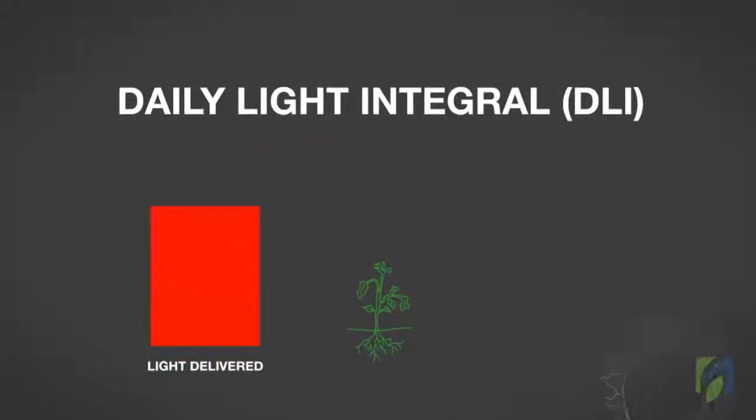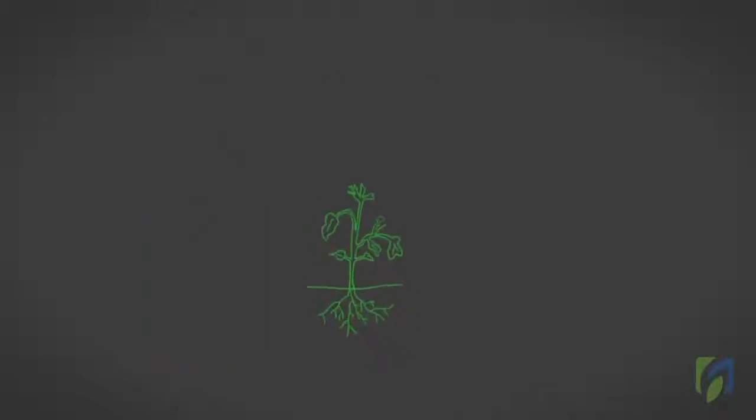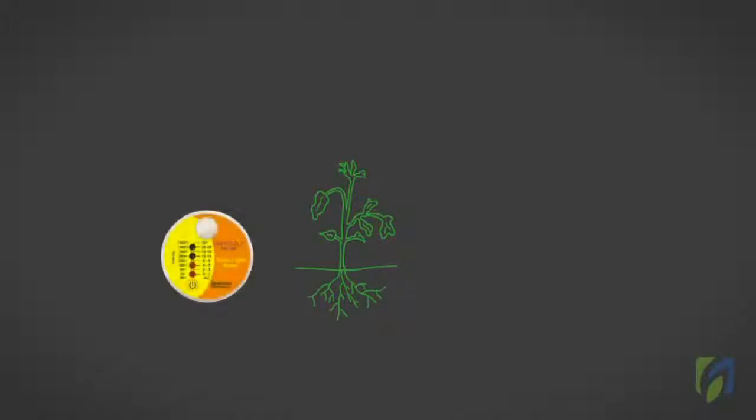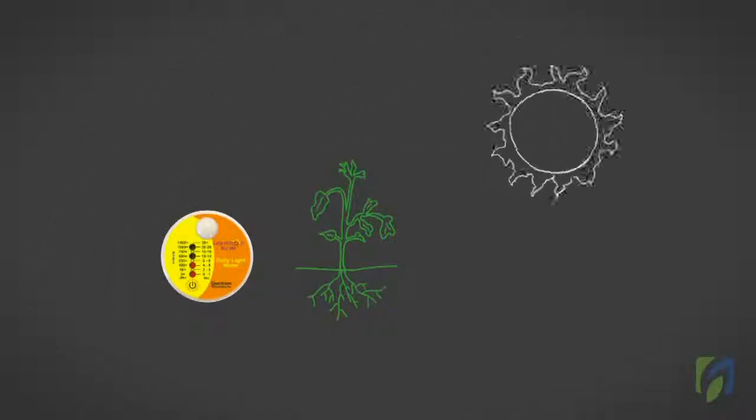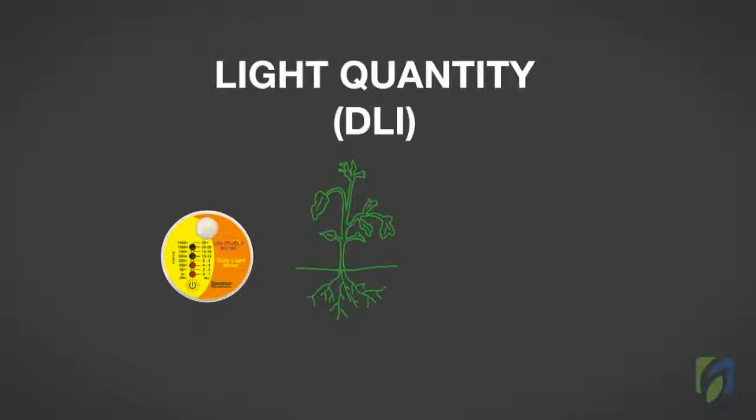A good example of understanding DLI is to consider how you would measure the amount of rainfall in a day. Using a rain gauge, you can measure the amount of rain that has fallen in a particular spot over a 24-hour period. For plants, if you wanted to determine how much light is available for plant growth, you would place a light sensor on the greenhouse bench and capture the light particles or photons delivered to a particular spot in a 24-hour period. This light measurement value is the light quantity, or DLI.